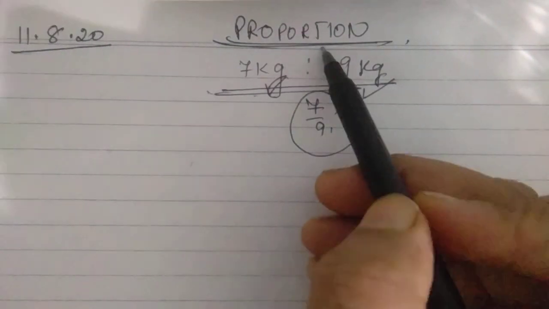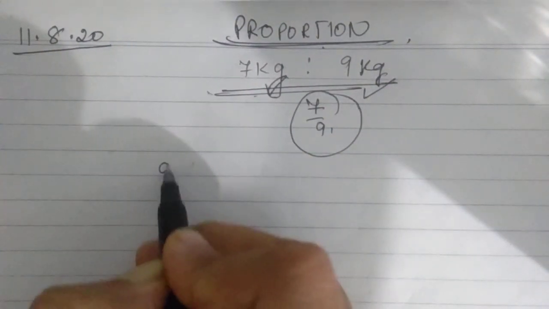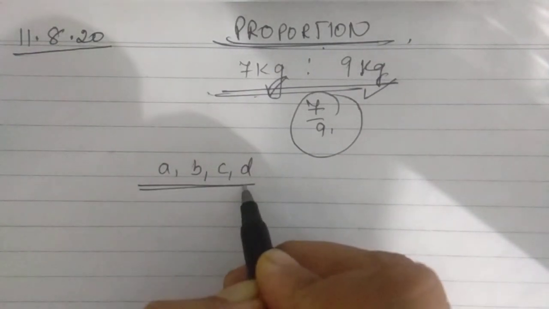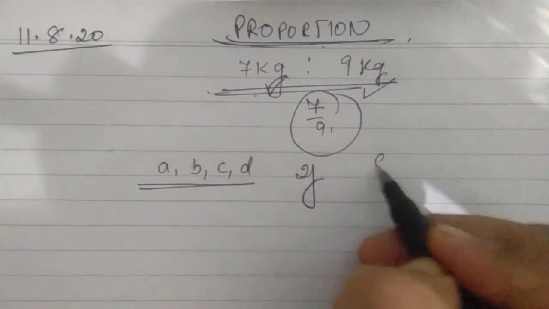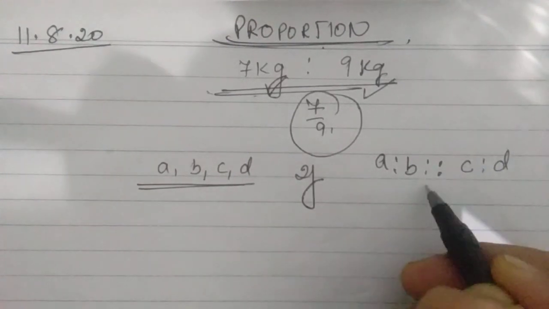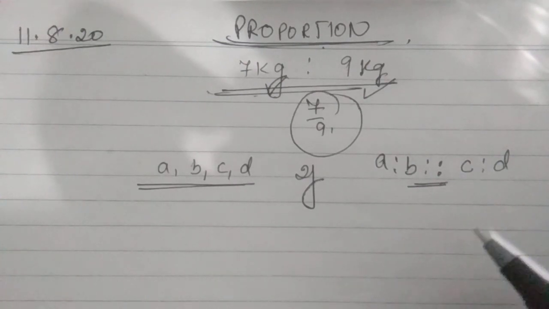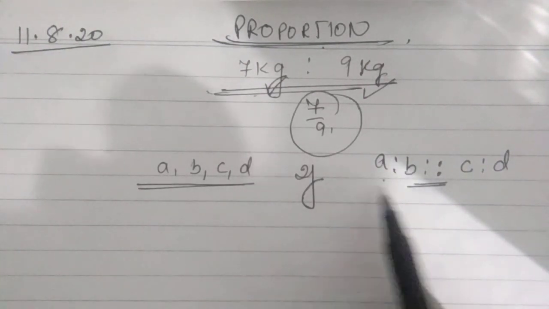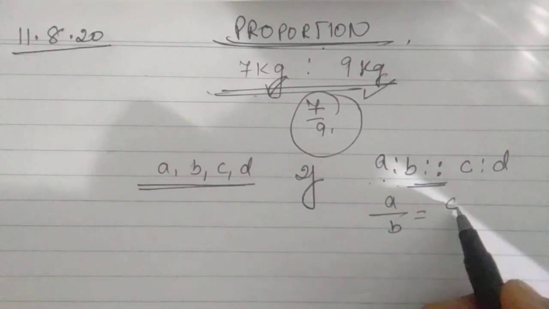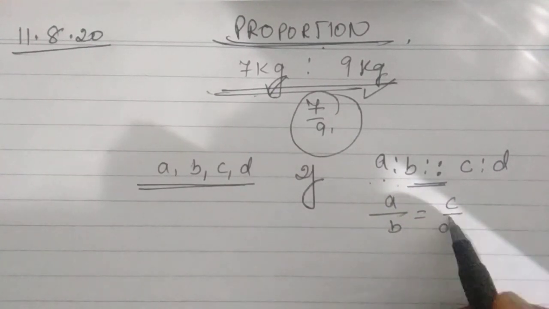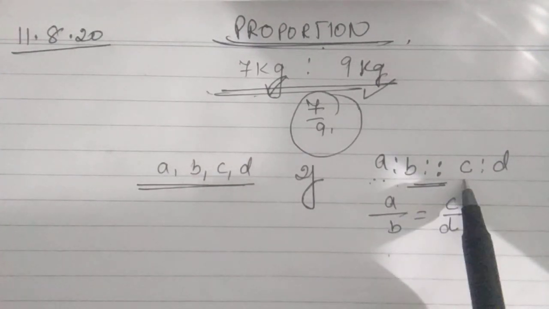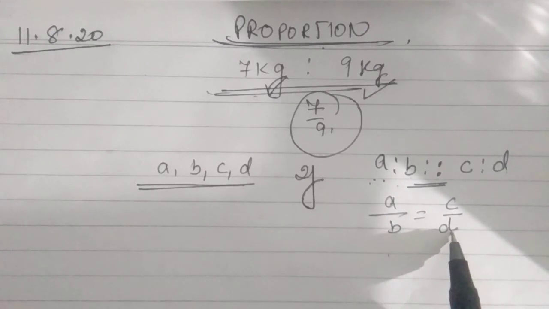Now we come to the point, proportion. Four numbers a, b, c, d are said to be in proportion if a ratio b is proportion to c ratio d. This double-colon ratio sign is known as proportion. So what do we mean by a ratio b? A ratio b means a by b is equal to c by d. The ratio of the first two terms is equal to the ratio of the next two terms, known as a, b, c, d.